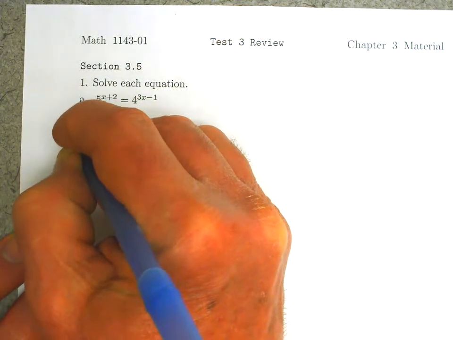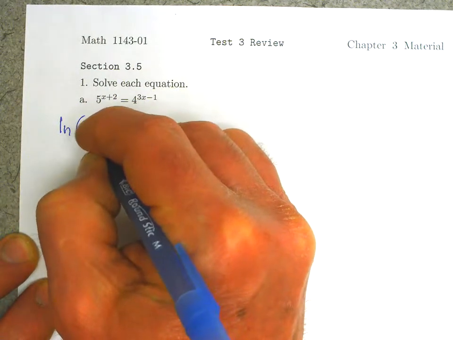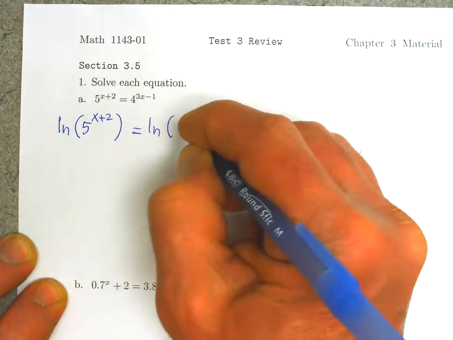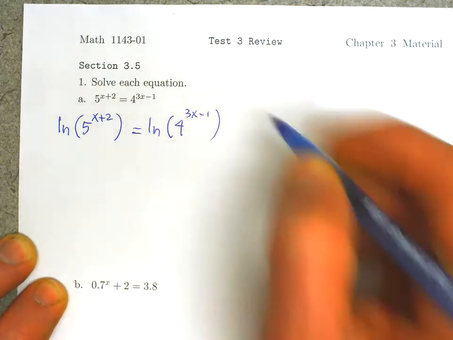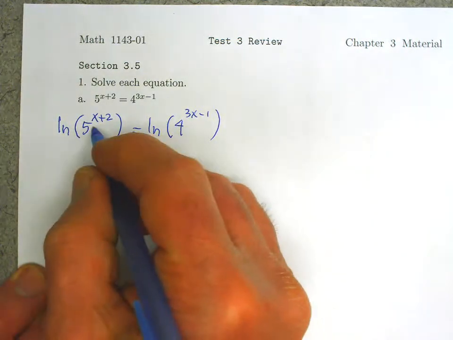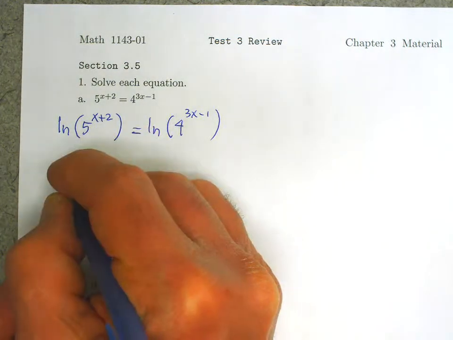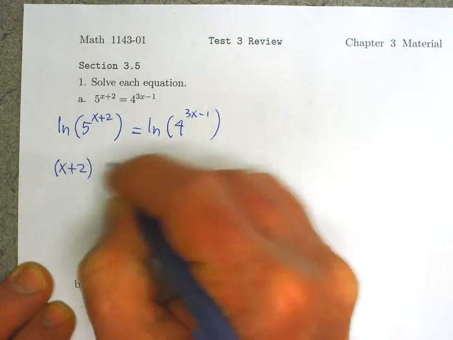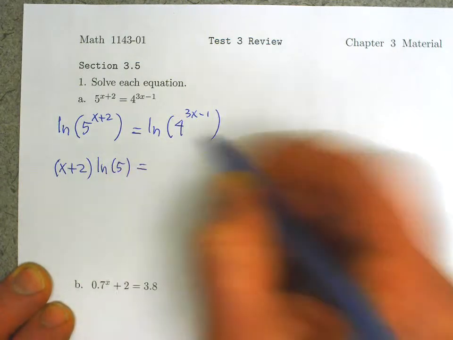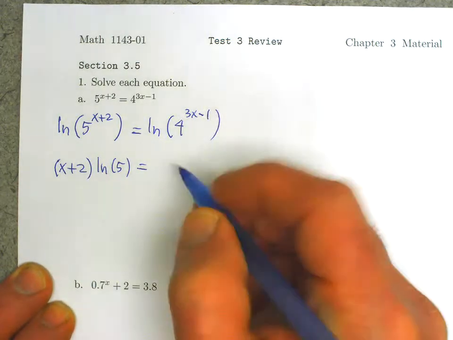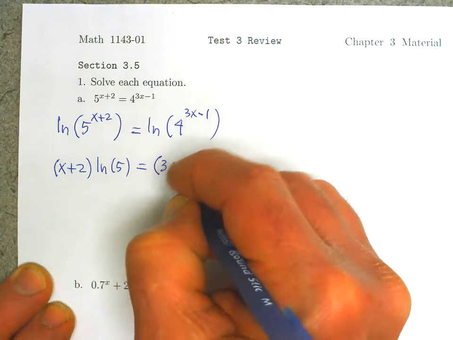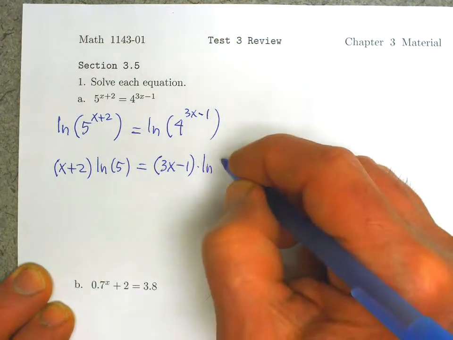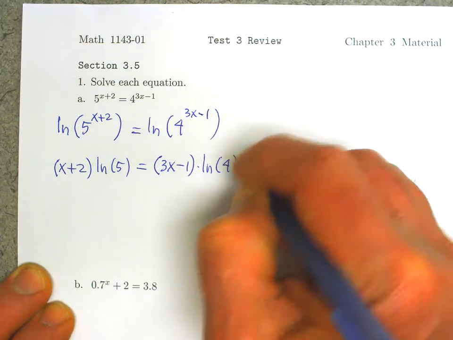We often just use the natural log. So take the natural log of both sides. The natural log of 5 to the x plus 2 equals the natural log of 4 to the 3x minus 1. And then one of the properties of logarithms says we can bring the exponent of the argument to the front, so it's x plus 2 times the natural log of 5. And we'll do the same thing on the right-hand side. The exponent 3x minus 1, we bring that entire binomial out front and write it as 3x minus 1 times the natural log of 4.